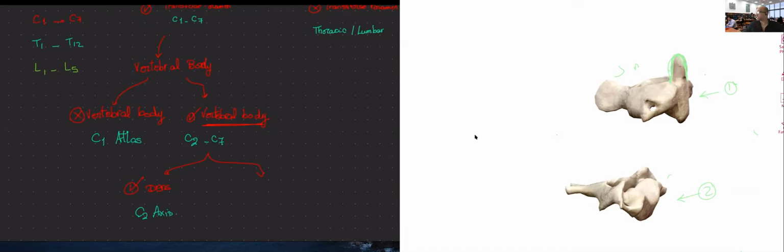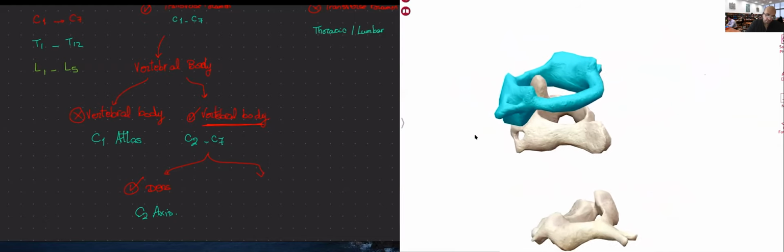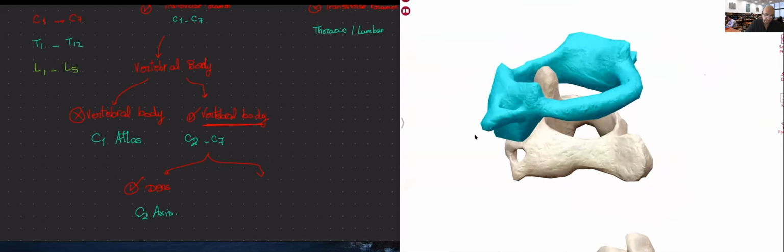I'm not sure why people get them confused, axis and atlas. Atlas is the guy who holds the earth. So this is C1, the one without a vertebral body. Here, C2, it has an odontoid process or a dens coming up. And you see here, what is the importance of it? You see how the atlas is articulating with the axis?